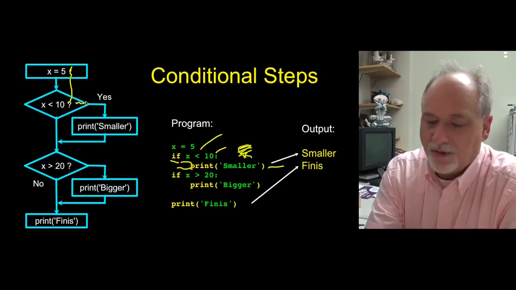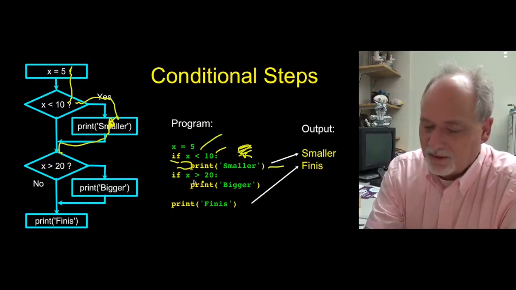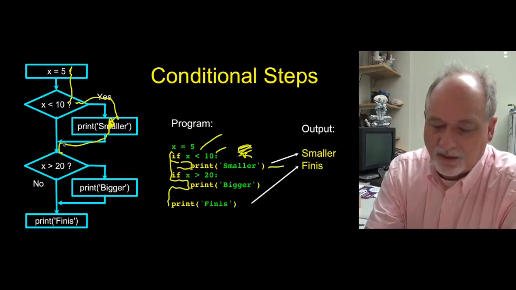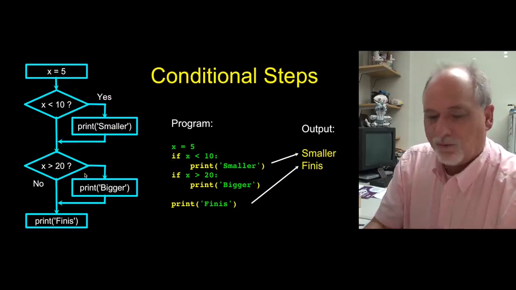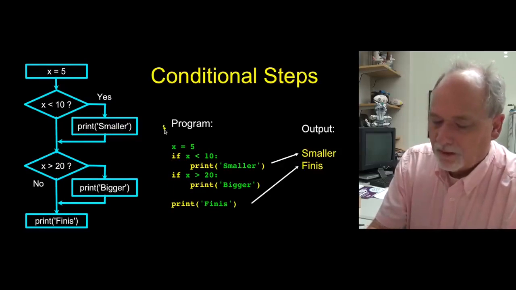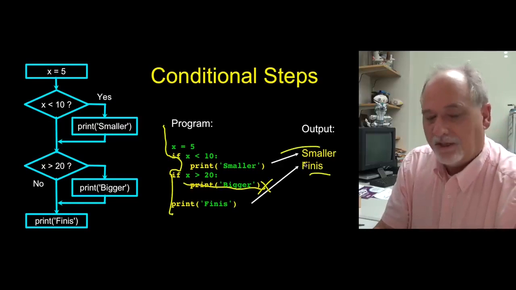If it is, then we run this code, and then we rejoin here, and then we test this next if, and if that's true, we do this code. But in this case, it's going to be false because x is not less than 20, and so it just continues down here. So if we look at how this works, it runs this line, then it sees this question, it skips that line. So this line does not run, and so smaller prints out and finis prints out. That's the basic idea of an if statement.